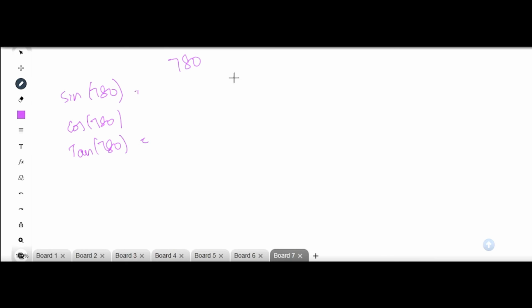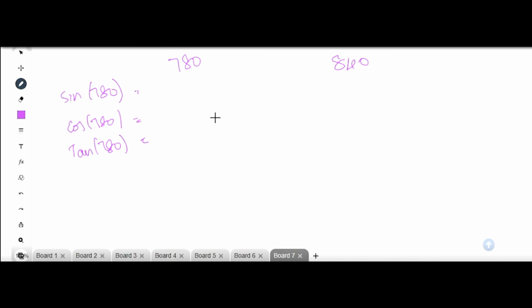So what next? Can you do for 840? 840. Okay, so 840. So 780 is 60. So 840 would be 60 plus 60, so 120. And so sine of 840 would be root 3 over 2.